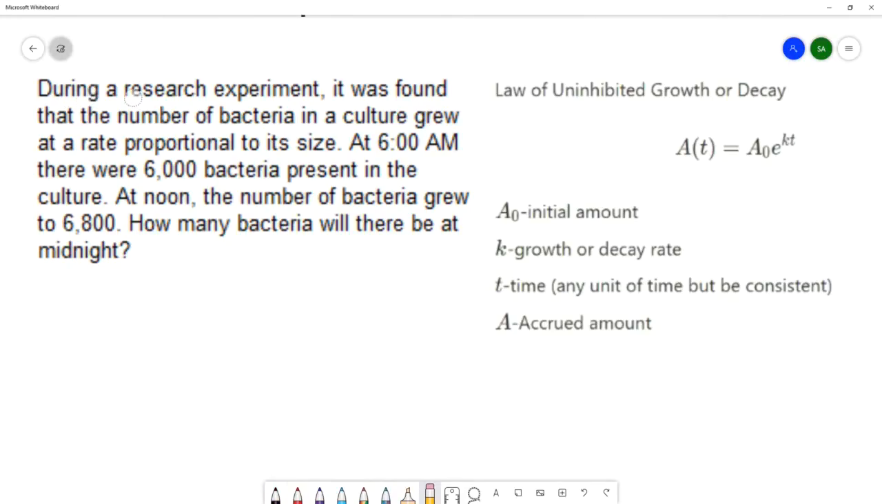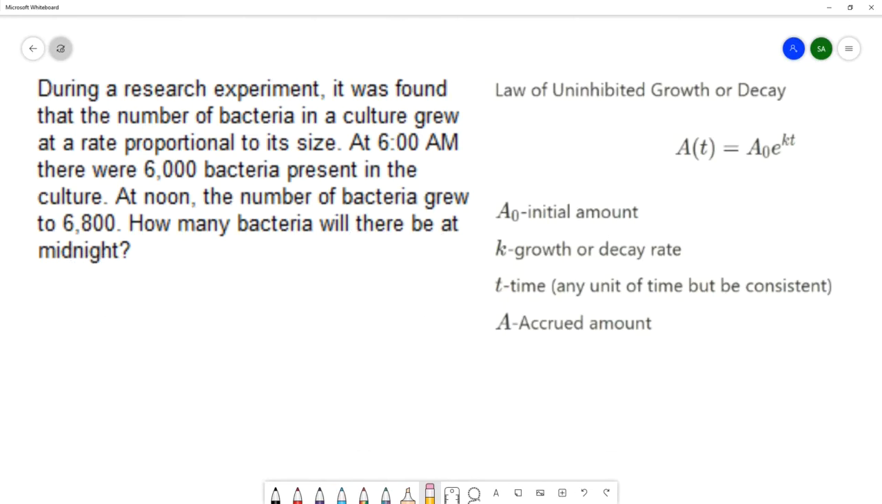During a research experiment, it was found that the number of bacteria in a culture grew at a rate proportional to its size. At 6 a.m., there were 6,000 bacteria present in the culture. At noon, the number of bacteria grew to 6,800. How many bacteria will be there at midnight?